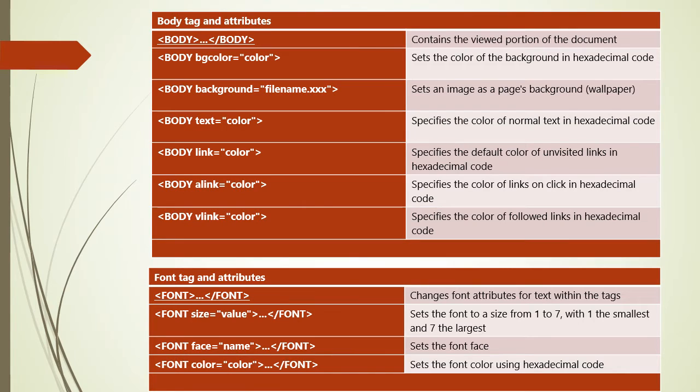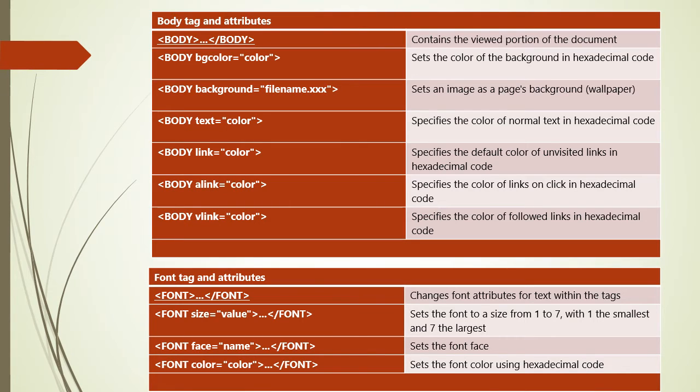Consider various tags and attributes related to those tags. The first one is the body tag and its attributes. So body and /body will contain the viewed portion of the document. Next, consider various attributes of the body tag. The first one is body bgcolor is equal to color. So it will set the color of the background in hexadecimal code.